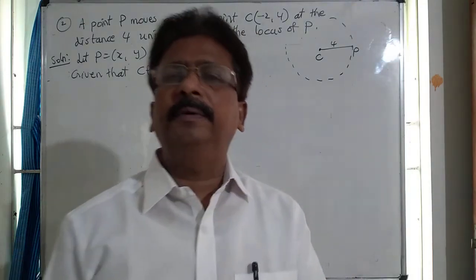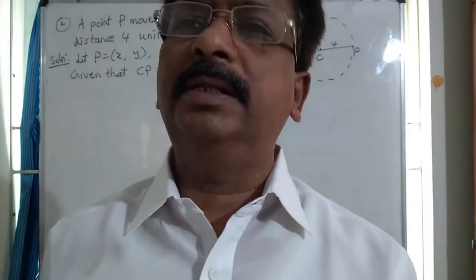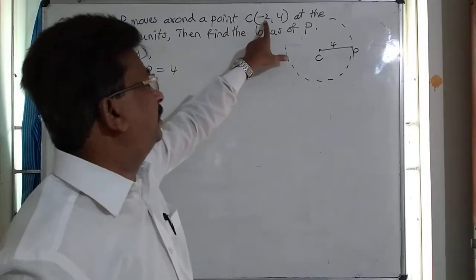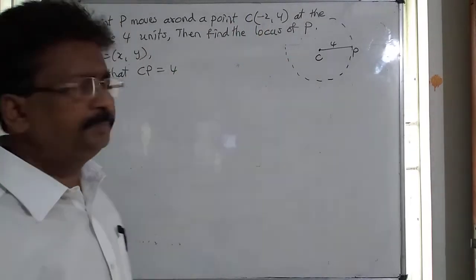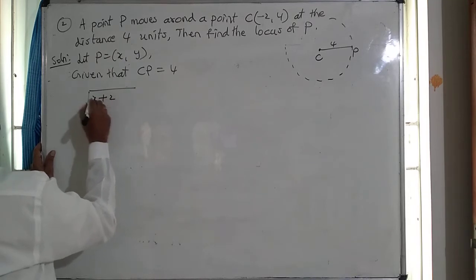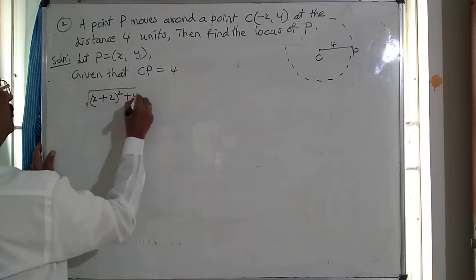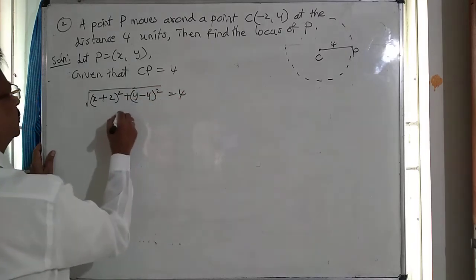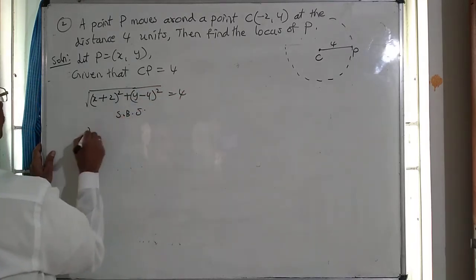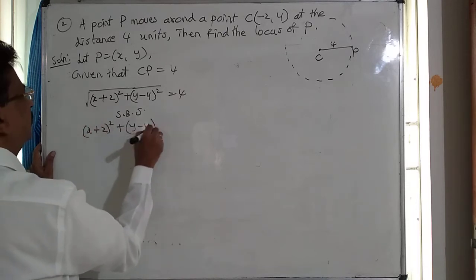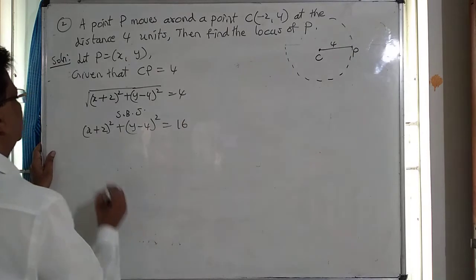C is a point and P is a point, so by using the distance formula, root of (x1 minus x2) whole square plus (y1 minus y2) whole square. Assume x comma y as x1 y1 and minus 2 comma 4 as x2 y2. So under root of (x minus of minus 2) whole square plus (y minus 4) whole square is equal to 4. Squaring on both sides, (x plus 2) whole square plus (y minus 4) whole square is equal to 16.